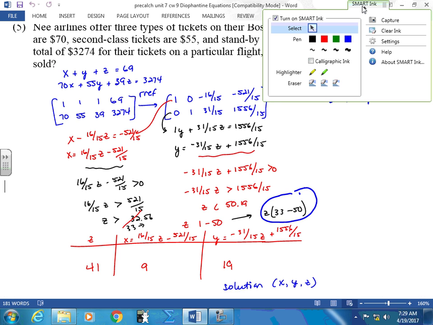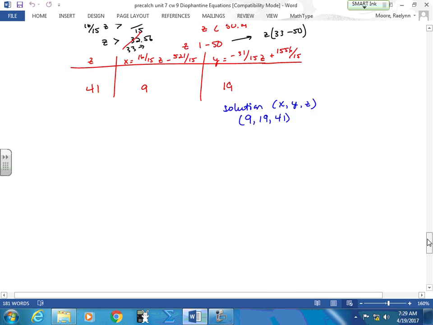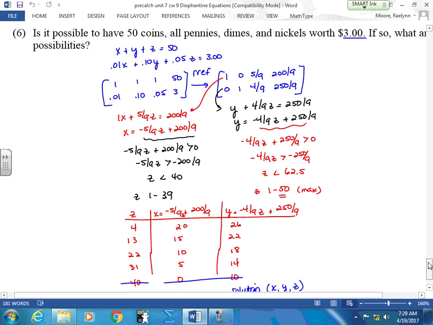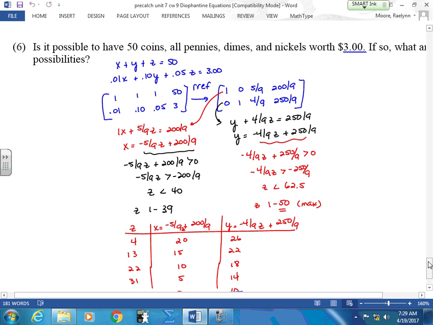Okay, and the last, I think this is the last one coming up. Is it possible to have 50 coins, pennies, dimes, and nickels? Again, I missed my let statement here. X equals pennies, Y equals dimes, N equals nickels. Is it possible? Because sometimes it doesn't work. If you have no solution, then it's not possible. This one was very possible.